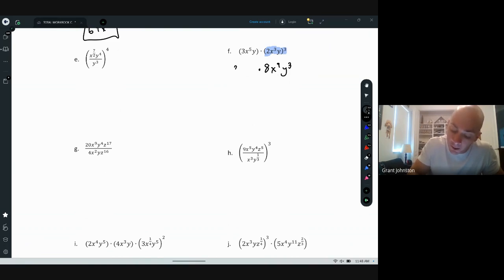And now I'm going to multiply that to this. So 3 times 8 is 24. X to the 5th times x to the 9th, that would be x to the 14th. We add the exponents. This is a y to the 1st times y to the 3rd, would be y to the 4th.